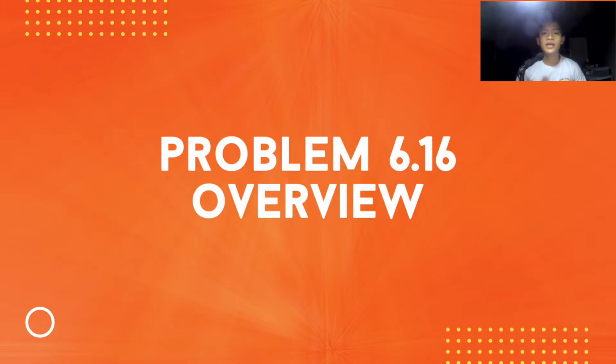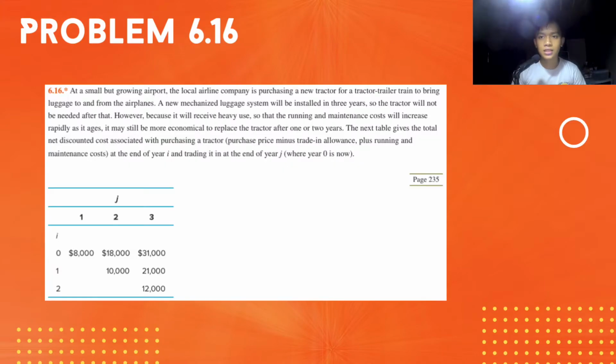Now we're going to have an overview of the problem and see what management is trying to achieve through this model. This is what the problem states. At a small but growing airport, the local airline company is purchasing a new tractor for a tractor-trailer train to bring luggage to and from the airplanes.